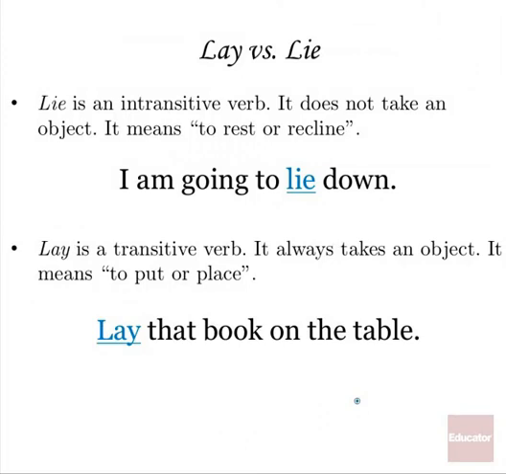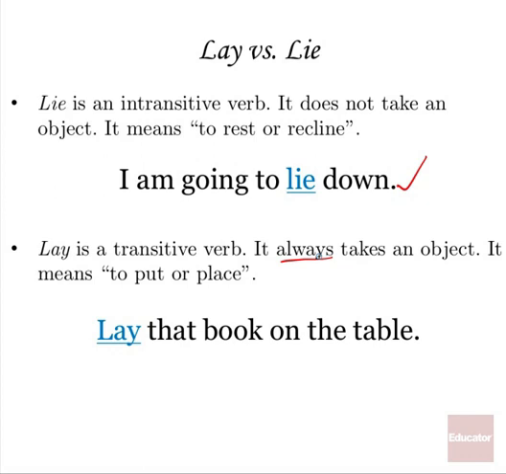Now, lay versus lie. Lie is an intransitive verb. It does not take an object, and it means to rest or recline. So, I am going to lie down. Lay is a transitive verb. It always takes an object. Always, always, always. If you're using lay, it's going to have an object right after it.